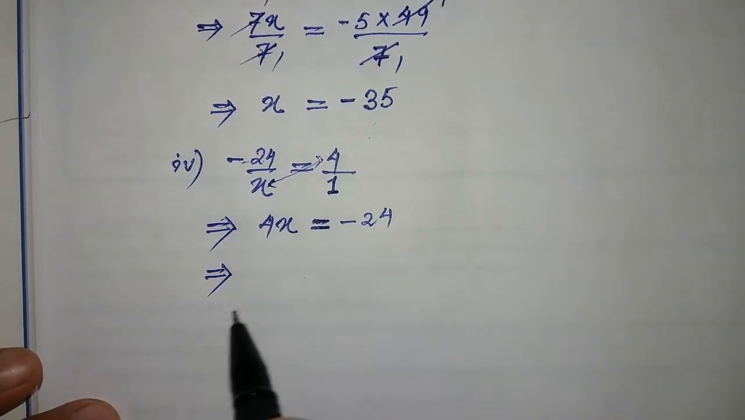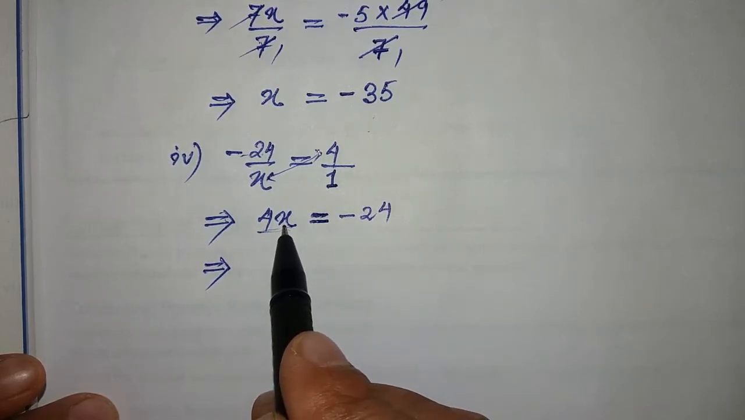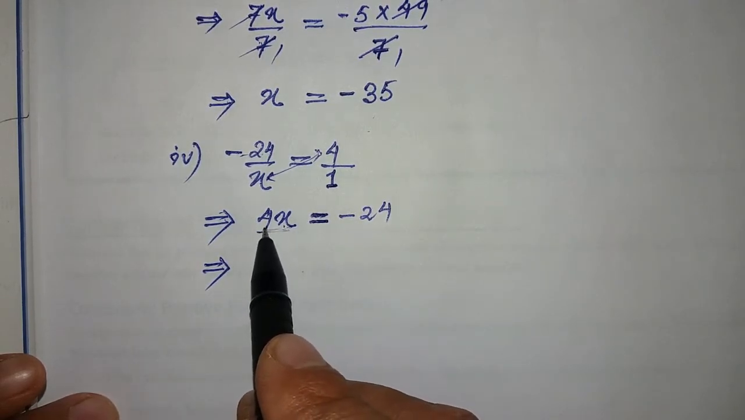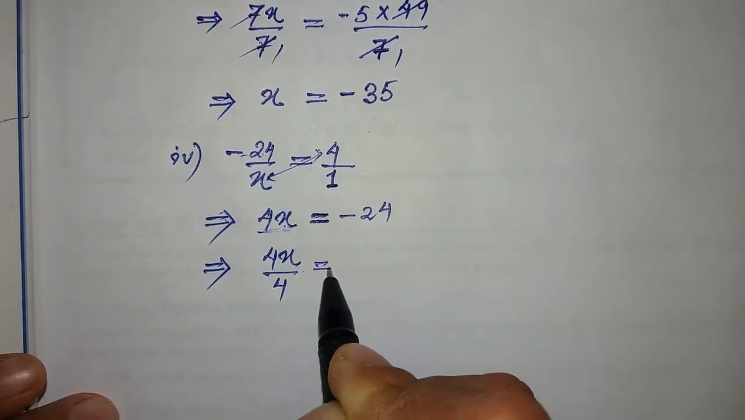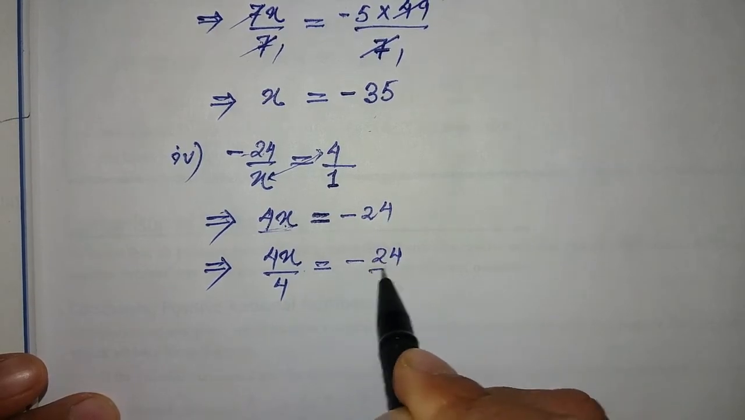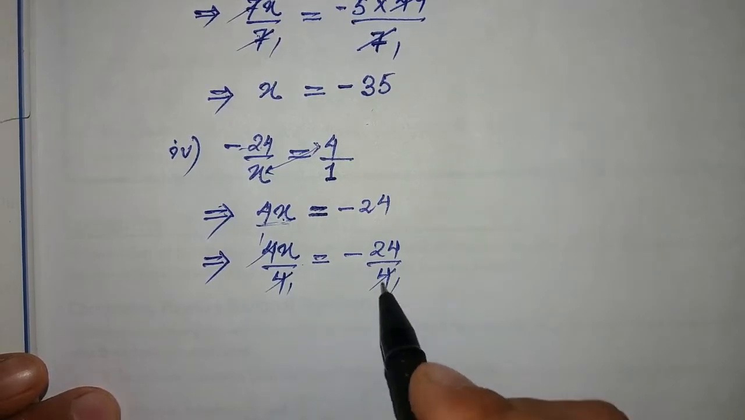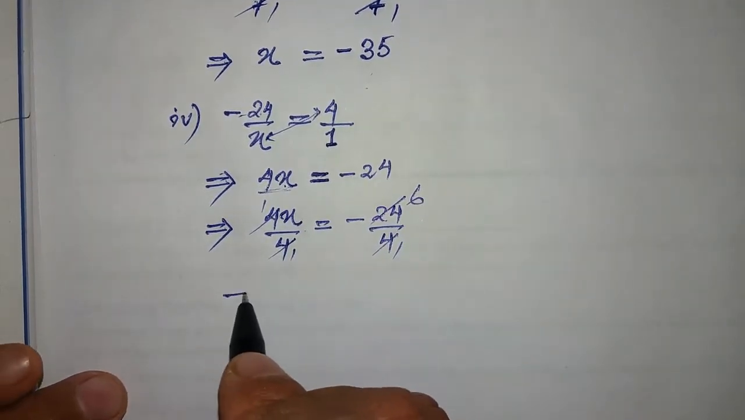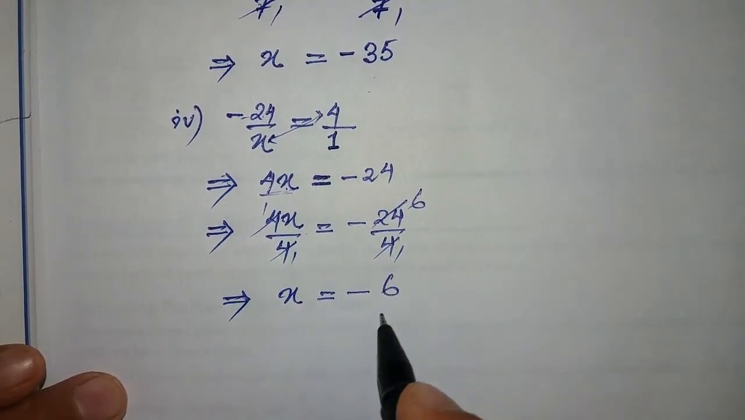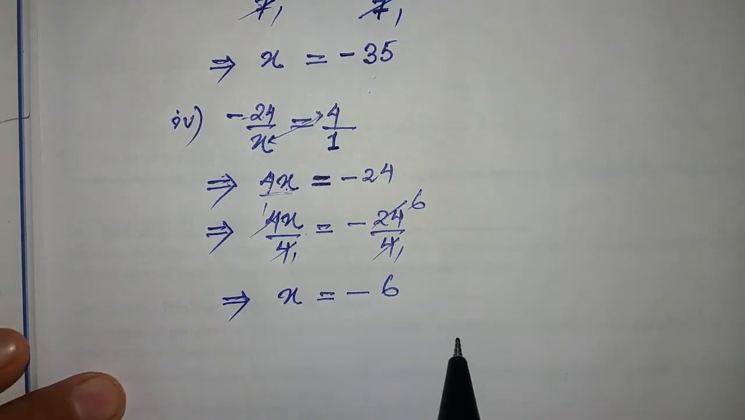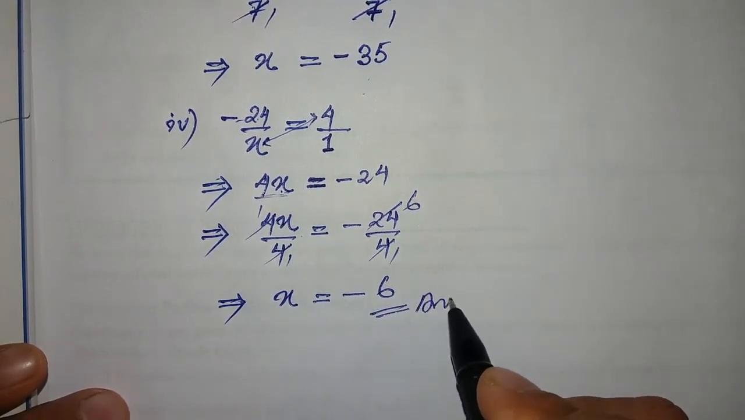So again we have 4x here. So in order to get x, you have to divide both sides by 4 here. So 4x divided by 4, this is equal to minus 24 divided by 4. So 4 ones are 4, 4 6s are 24. So now you have x is equal to minus 6, and then in the denominator there is 1, so we usually don't write 1 in the denominator. So this is our answer.